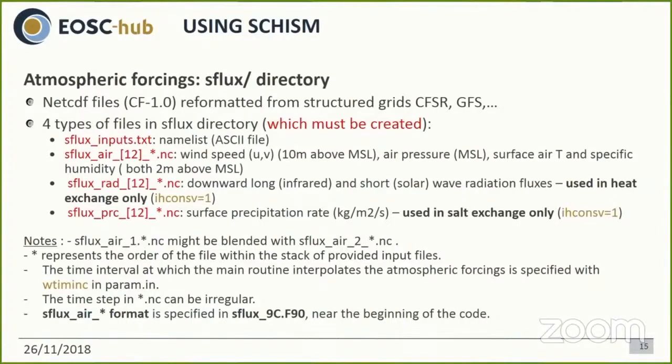Sflux_air for wind speed at 10 meters above mean sea level, air pressure, surface air temperature, and specific humidity. Sflux_rad for radiation fluxes and sflux_prc for surface precipitation rate. The latter two files are used respectively in heat exchange and salt exchange only. The format of the sflux_air file is specified in the sflux_9c file.